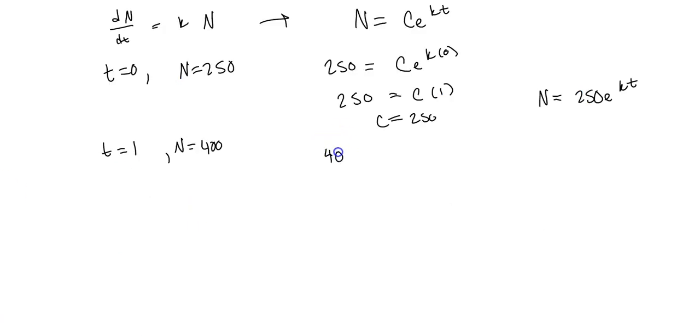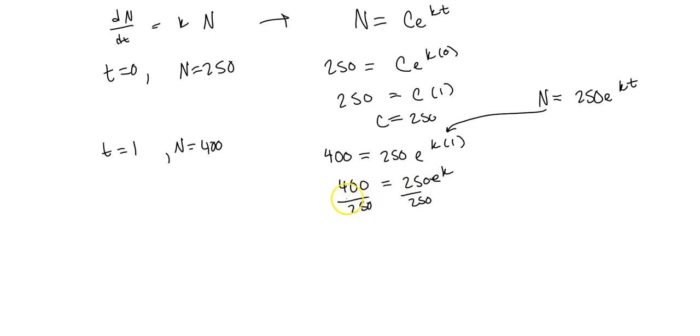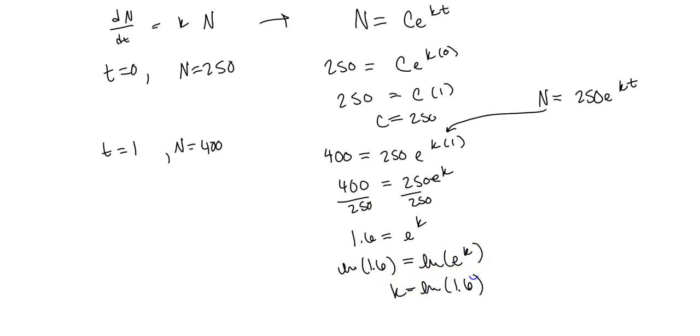So in this case, I would have 400 equals 250 e to the k times 1. I'm working from this version of it. So 400 equals 250 e to the k, so I'm going to divide by 250. So 400 over 250 is 1.6 equals e to the k, and then I'm going to take the natural log of both sides. So I get that k equals the natural log of 1.6.